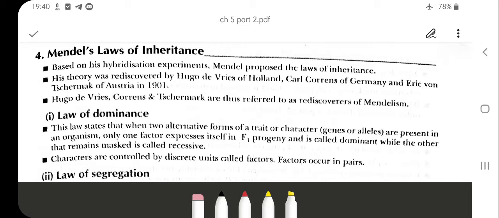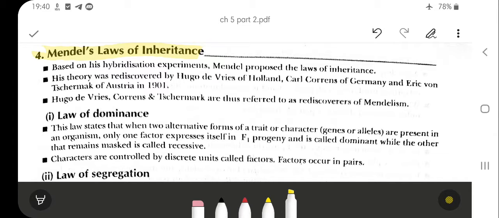In our previous session we discussed Mendel's observation and the monohybrid cross, in which we discussed the phenotypic and genotypic ratios. With the help of that cross, we have explained the two laws, that is the law of dominance and law of segregation. And now we will look at the definition and what exactly Mendel stated about these laws. So today we are going to start with Mendel's laws of inheritance.